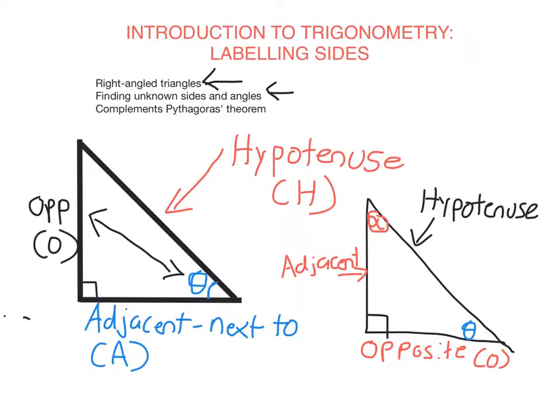But the adjacent and opposite, they're the shorter sides, but they switch around depending on which of the acute angles you're talking about. The adjacent is always the side next to the angle, and the opposite is always the side not touching the angle or facing the angle. So please make sure you get this right, because when we come to actually finding sides and angles, we will need to make sure that we've labeled all of these correctly.